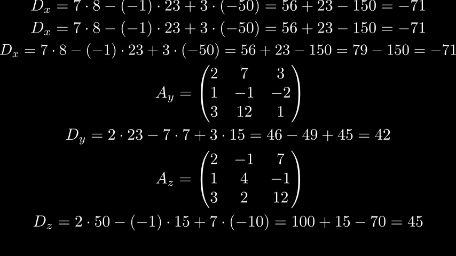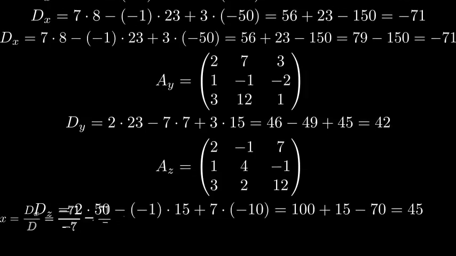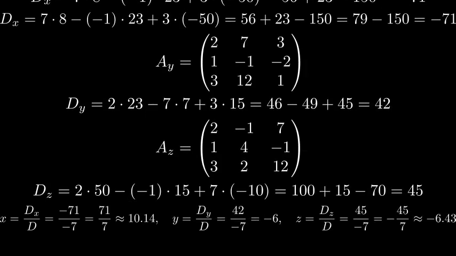Step 4. Now we can apply Cramer's rule to find the values of x, y, and z. X equals D_x divided by D, which is negative 71 divided by negative 7, which equals 71 divided by 7, approximately 10.14. Y equals D_y divided by D, which is 42 divided by negative 7, which equals negative 6. Z equals D_z divided by D, which is 45 divided by negative 7, which equals negative 45 divided by 7, approximately negative 6.43.